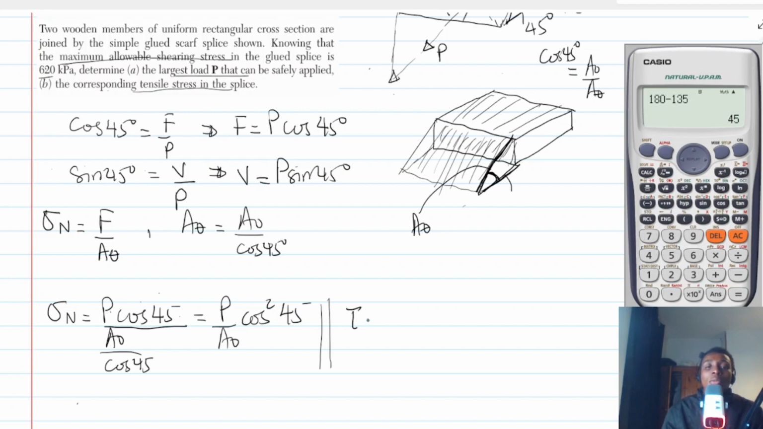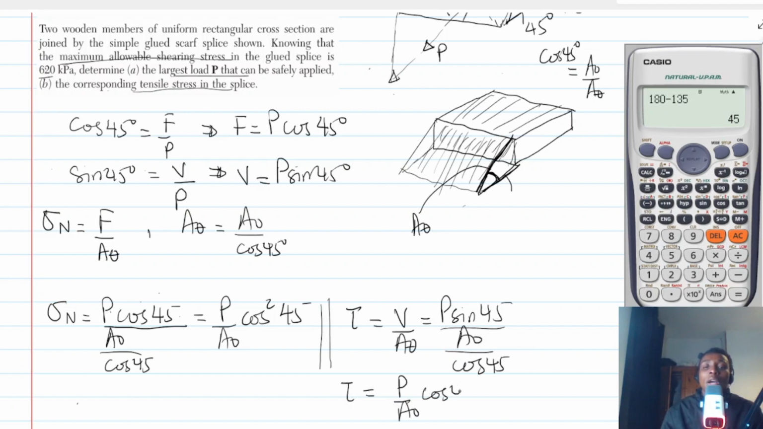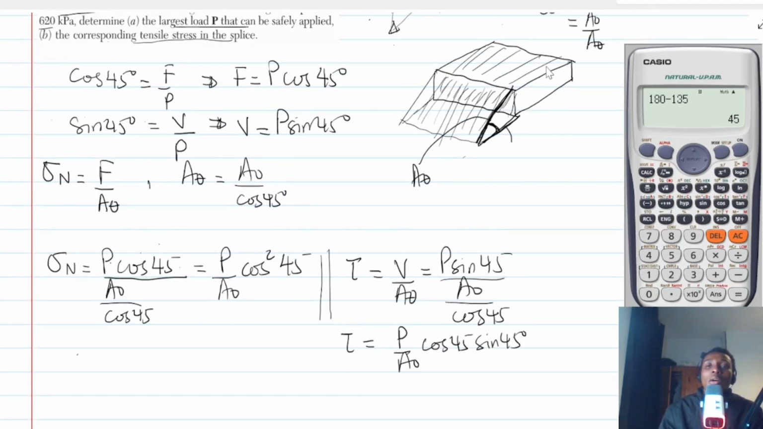My shear stress tau is going to be the shear force over the A theta, which is P sine 45 divided by A naught divided by cosine 45. So for the shear stress, I am getting P divided by A naught, cosine 45 sine 45.